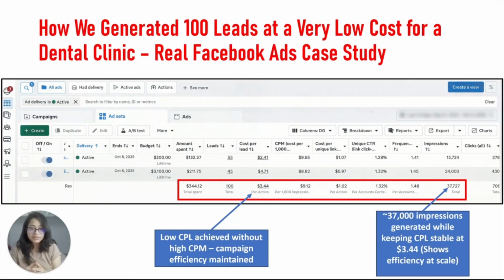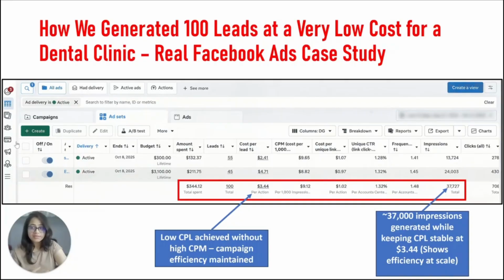And that could only be possible when your audience targeting is well defined. Not only that, your ad creative should be relevant and the campaign structure should be optimized. Because when your ads resonate with the right audience, only then does the platform reward it with more efficient delivery.